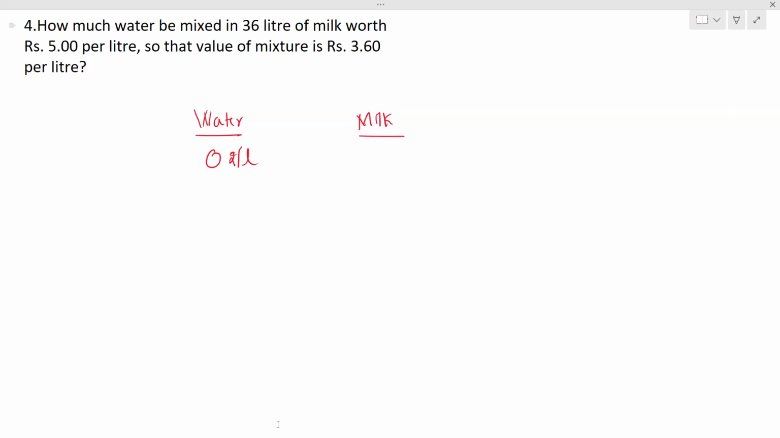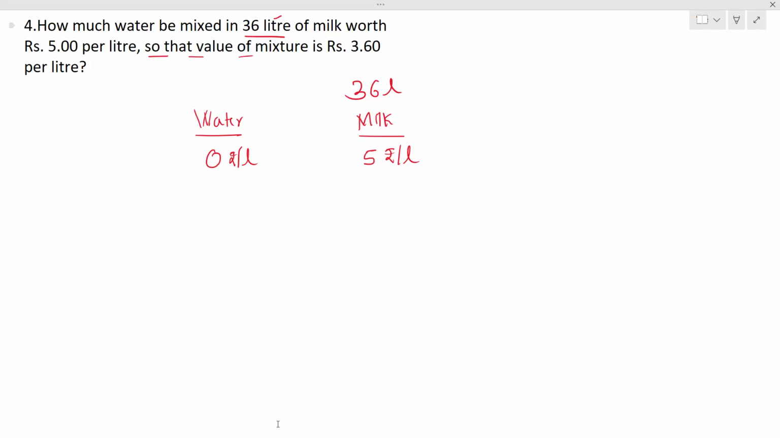Next, how much water do we mix? 36 liters of milk. How much quantity? This 36 liters is the quantity of milk that is mentioned to us, worth 5 rupees per liter. Now we can't find milk which is 5 rupees per liter, can we? Don't think literally about where he found milk for 5 rupees a liter. We can just hypothetically assume that there is a situation where we found milk for 5 rupees per liter. Okay.